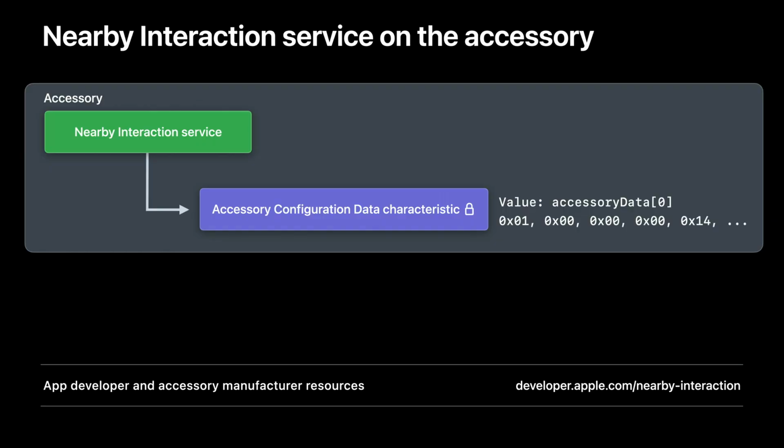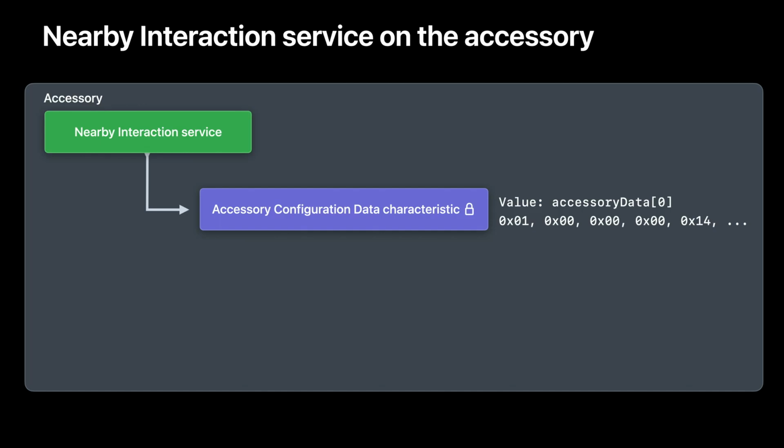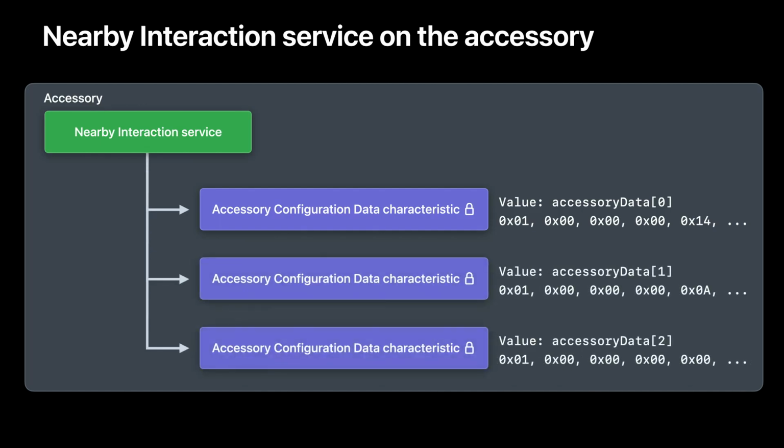Your app cannot read from this characteristic directly. You can find out more about the details of this new Nearby Interaction GATT service on developer.apple.com/nearbyinteraction. If your accessory supports multiple NI sessions in parallel, create multiple instances of accessory configuration data, each with a different NI session's UWB configuration. That's what's necessary on the accessory.